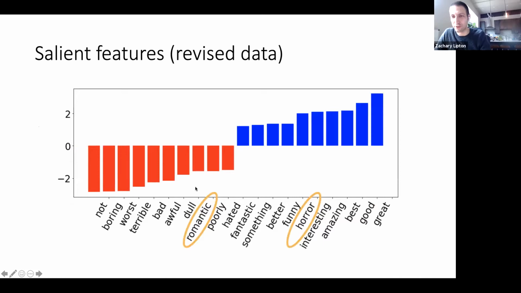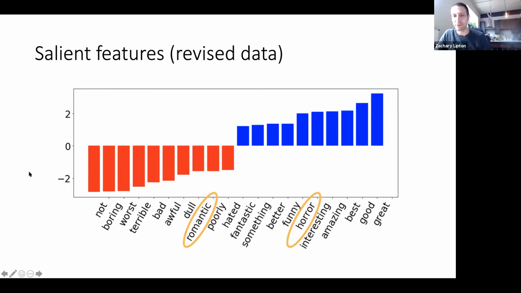But the interesting thing is the genre switches places, but not all words switch place. Boring, worst, terrible, bad, awful were among the most negative words, and they still are. Interesting, amazing, best, funny, fantastic. They've changed the order a little bit, but they're still all super positive. But horror, which was super negative, has flipped to positive. And romantic, which was super positive, is flipped to negative.